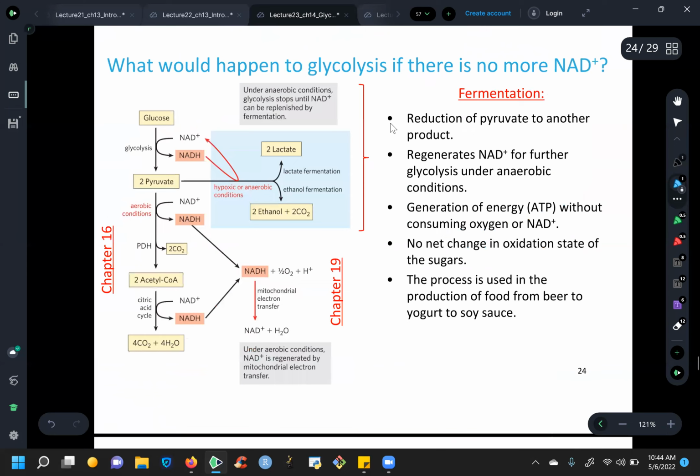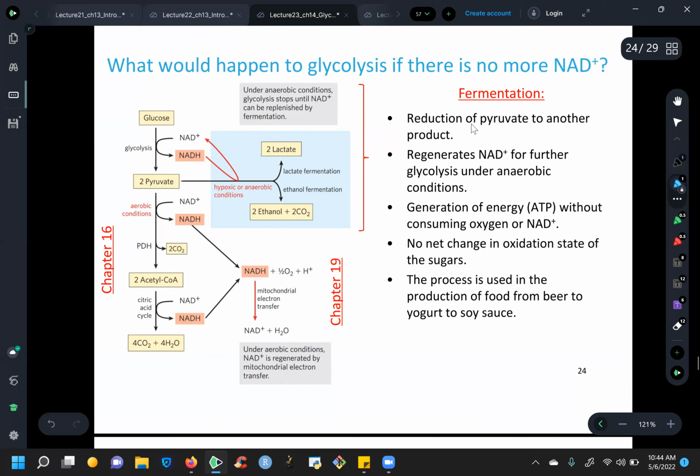What would happen to glycolysis if there is no more NAD+? So this is an important question. I think she might talk about it in the final. Under anaerobic conditions, glycolysis stops until NAD+ can be replenished by fermentation. So if you don't have NAD+, you can't continue with glycolysis.